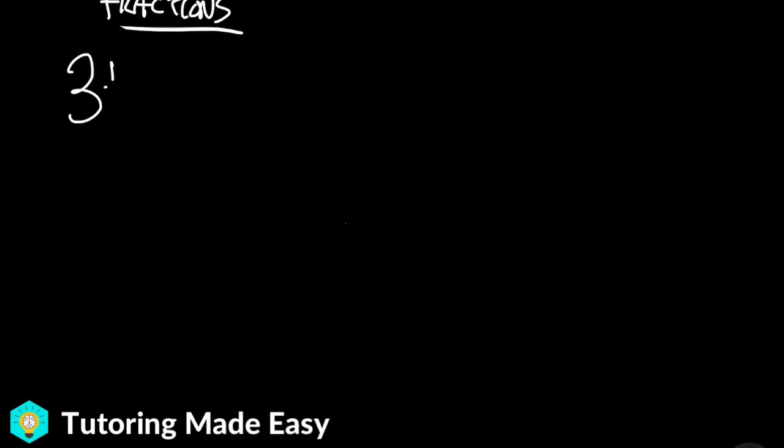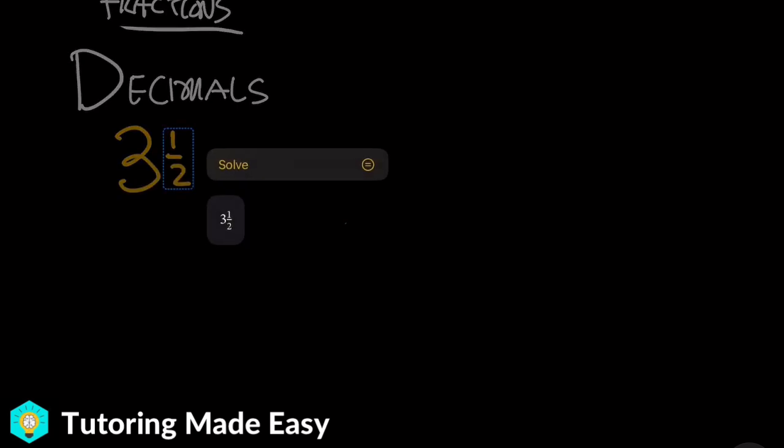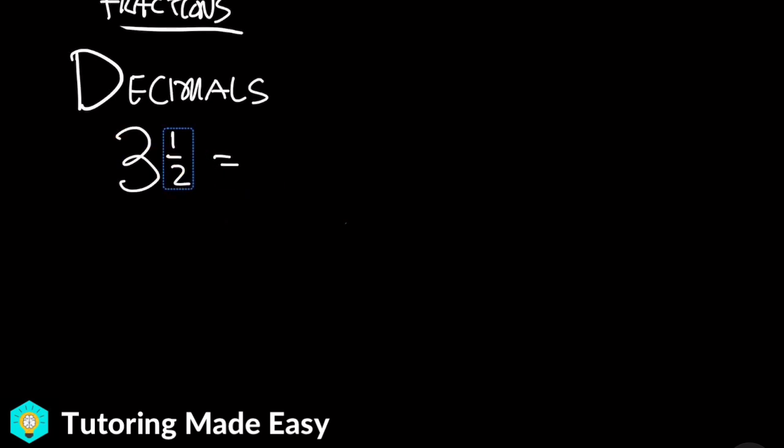So let's say you have 3 whole number 1/2. Sorry, I have to write the title, which is decimals. So we're looking at decimals. And then we're saying that you have 3 whole number 1/2. How do you change this into a decimal? First of all, we change this into an improper fraction, which is going to give us 2 times 3, 6, plus 1, which is the same as 7/2.